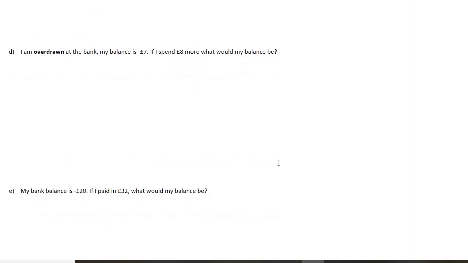Okay, next one. I'm overdrawn at the bank. That means I've got less than no money. I've got a negative bank balance. So it's saying here my balance is -£7. And then if I spend £8 more, what would my balance be? Now you need to read carefully and think, is my bank balance getting bigger or is it getting smaller? Well, if I'm spending money, it's getting even smaller.